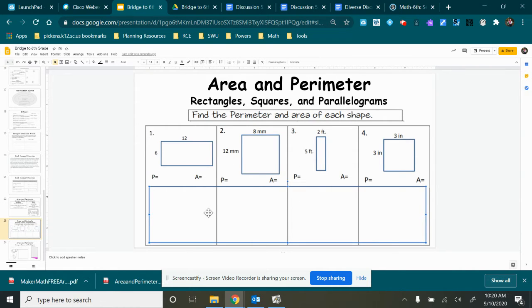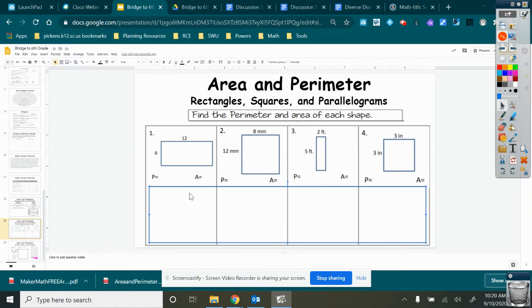So in this first rectangle here, we have a rectangle, and it's got side lengths of 6 and 12. And what you need to notice is there are no units with the 6 or the 12. So that means we're just going to use the term U, or units, to write our units for the area and perimeter of this figure.